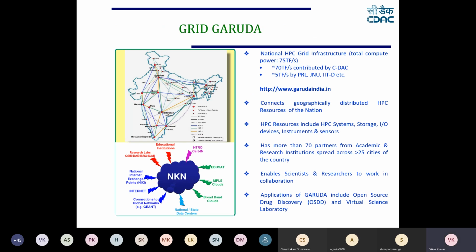At C-DAC, we have also worked on the Garuda Grid project. The idea of this project was that if there are different computing resources, how can they be connected over the network. For this, the NKN network was used for connecting the different servers across India. This Garuda Grid had a computing facility of 75 teraflops, in which all the different HPC resources were connected in this grid. And it had 70 partners from academic and research institutions, which helped scientists and researchers to carry out their work.